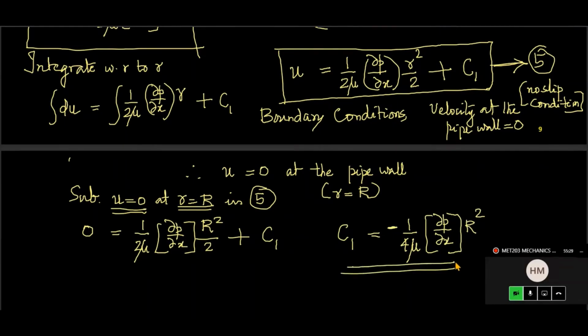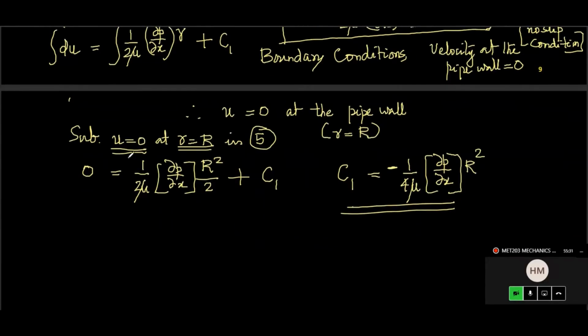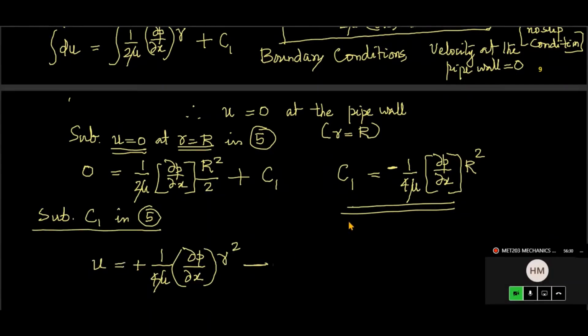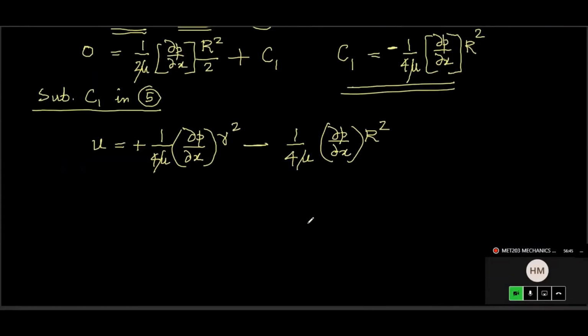This constant you substitute in equation number 5 to get the original expression for velocity at any radius r. So substitute C1 in equation 5 to get the actual expression. So what is that? u is equal to, the constant has a negative sign, so 1 by 4 mu into ∂p/∂x into capital R square. So this is the variation of velocity with the radius.